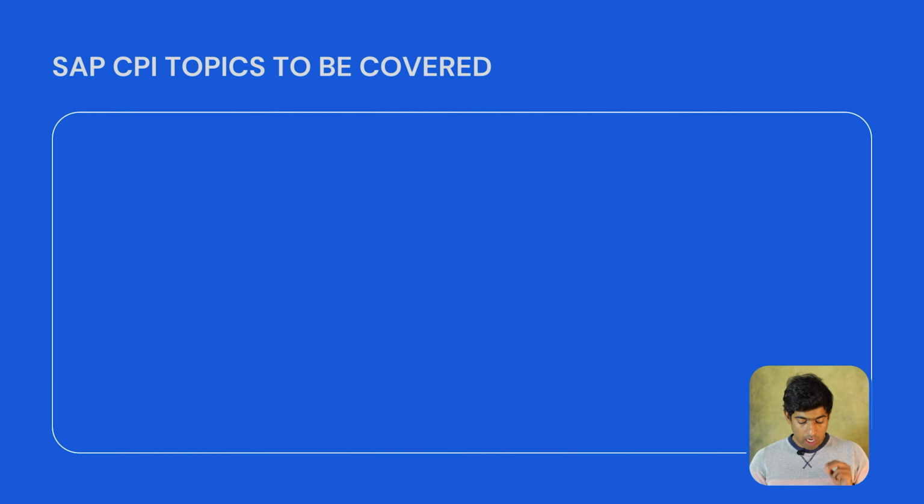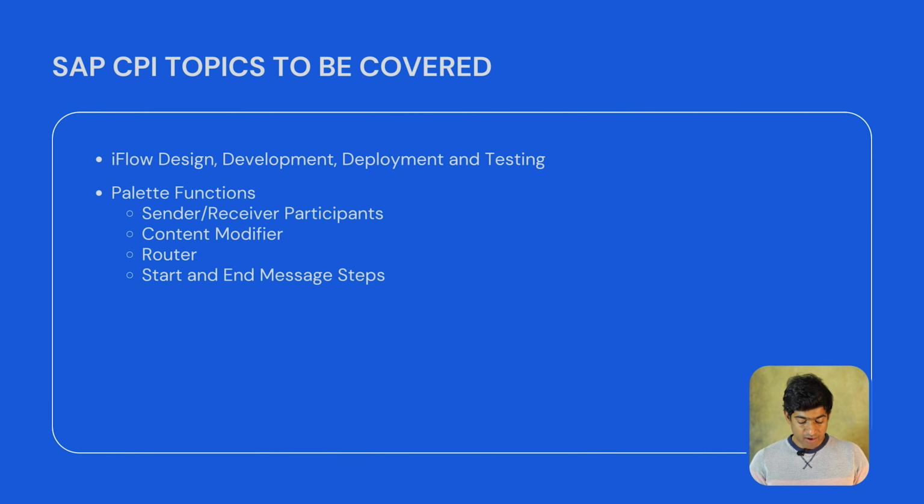In this video, I'll try to cover the following CPI topics. We'll try to design, develop, test and deploy an integration flow in SAP CPI. We'll try to use palette functions like sender and receiver participant, content modifier, router, and start and end event message steps. We will try to use adapters like SOAP and email.